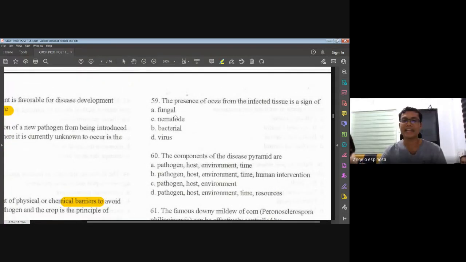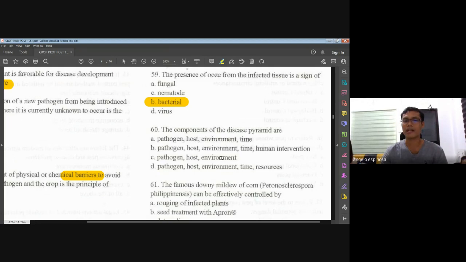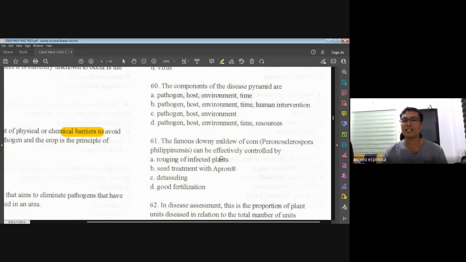Number 59. The presence of ooze from the infected tissue is what we call bacterial. Okay? That is a bacterial. Hindi lahat ng ooze ay fungi, ha? Hindi lahat ng ooze. Pwede pa sabi natin oospores. Yun, that's a fungi, but not ooze. Ooze is an infected tissue sign of bacteria. Number 60, the components of the disease pyramid are, correct answer is pathogen, host, environment, time, and human intervention. Okay?